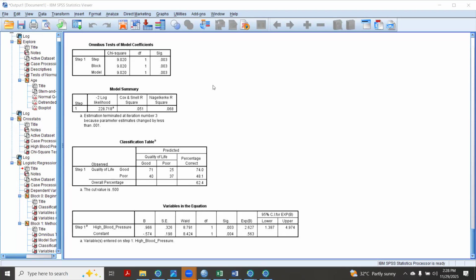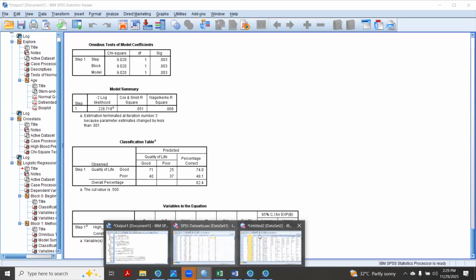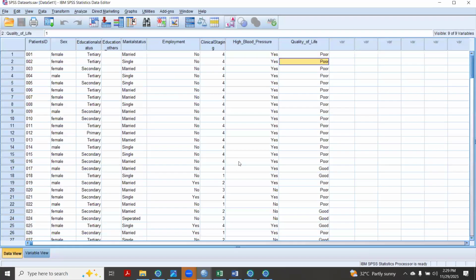So that is correct. This is our crude odds ratio, which is what we tested in Epi Info, but Epi Info does not have adjusted odds ratio. Adjusted odds ratio is your testing for confounders. Now you have tested this. Your data is showing you that those that have high blood pressure have more poor quality of life.